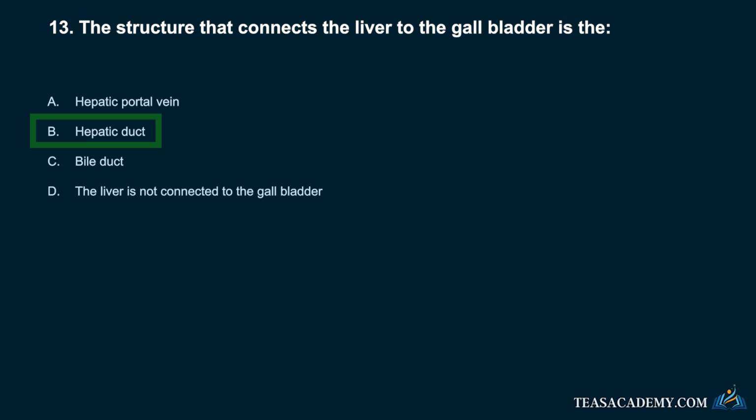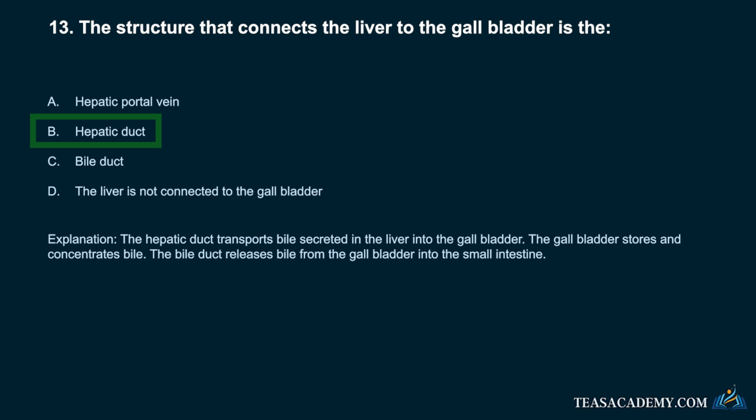Correct answer, B. Hepatic duct. The hepatic duct transports bile secreted in the liver into the gall bladder. The gall bladder stores and concentrates bile. The bile duct releases bile from the gall bladder into the small intestine.